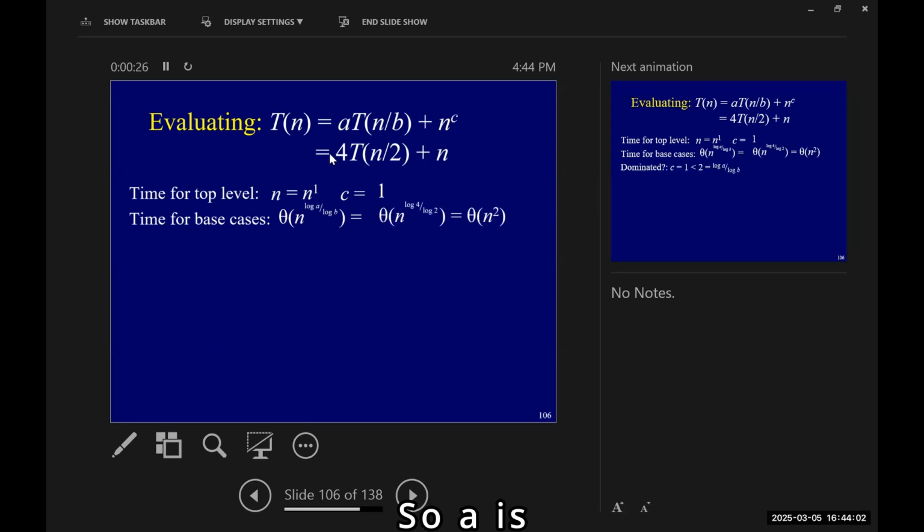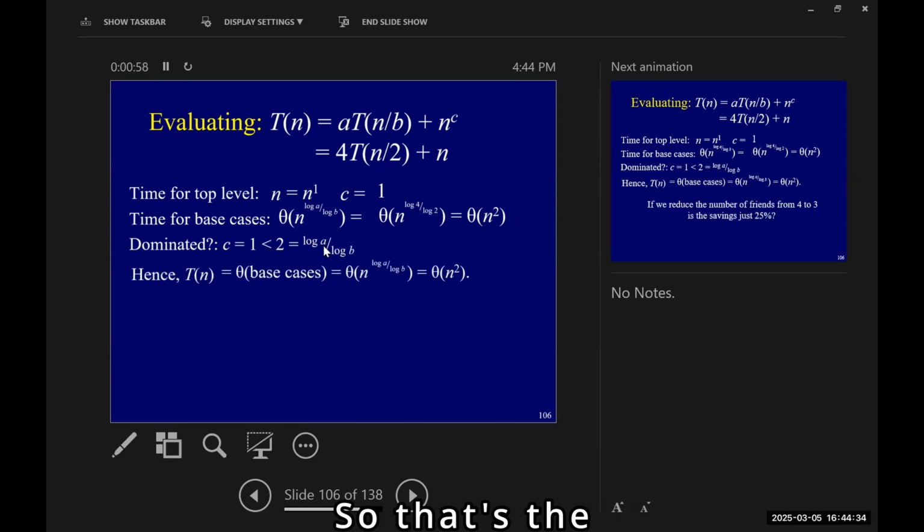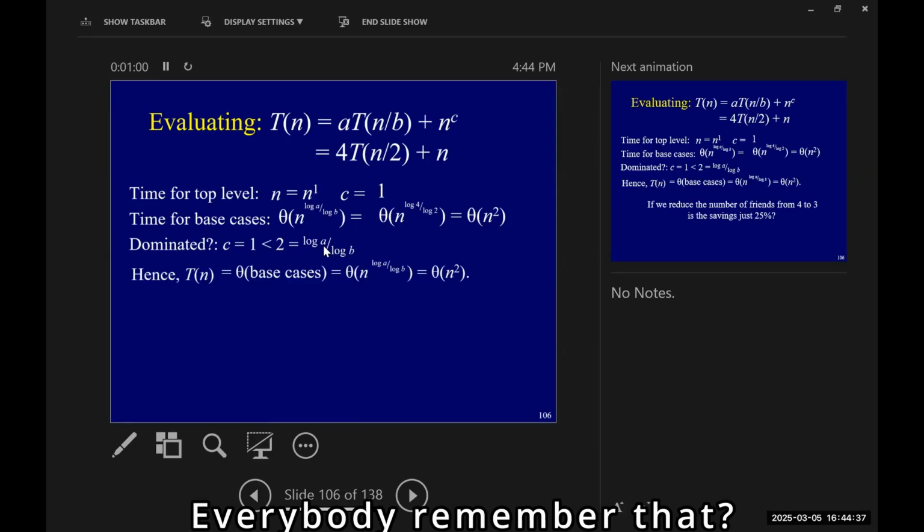So a is 4, b is 2. You should be able to calculate that log 4 over log 2 is 2, so you get n squared, right? And now the n squared, the base cases, dominates the work at the top, right? Because the 2 is bigger than the 1, right? Here we have c is 1, log a over log b is 2. This is bigger. So that's the running time, right? Everybody remember that?